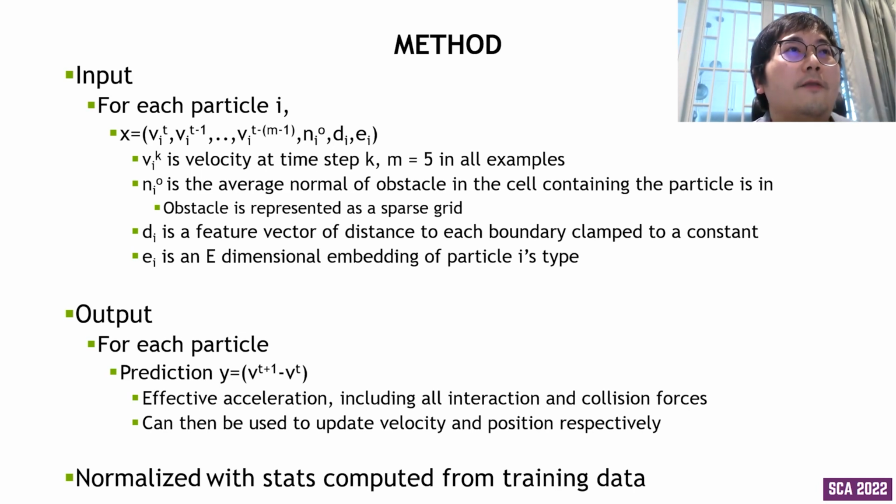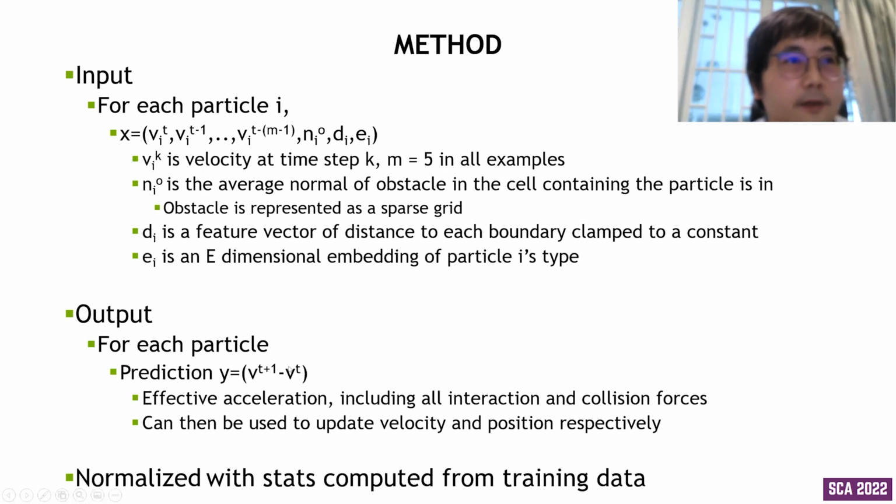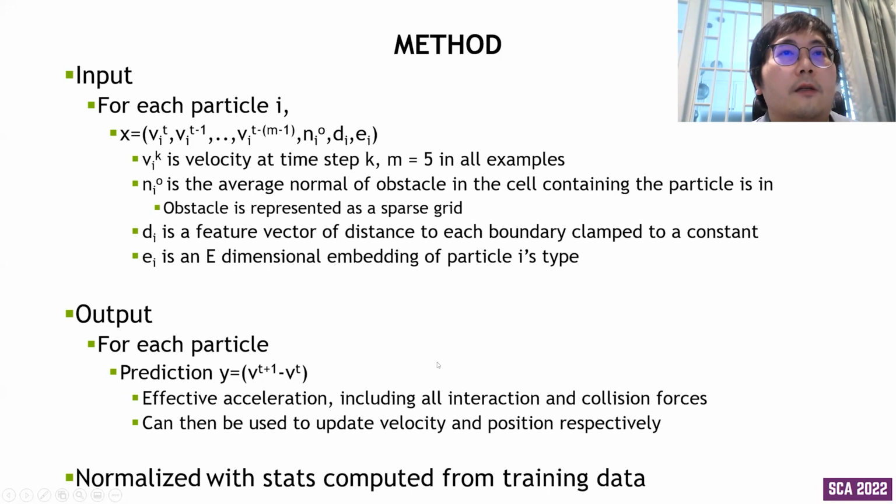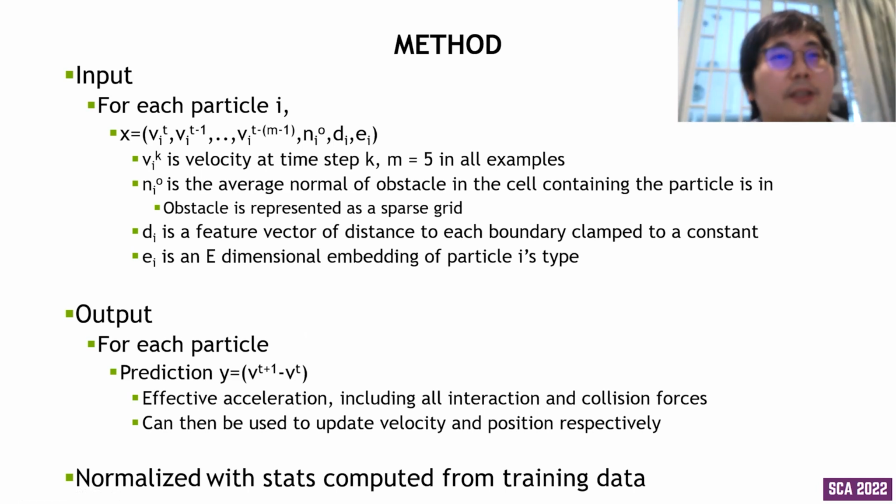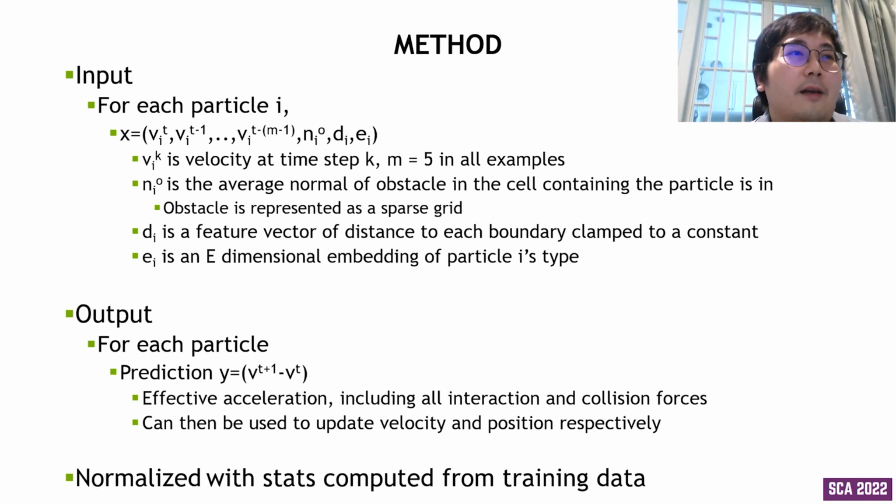These features get passed through the network. Finally, the network needs to output the effective acceleration, which is just the delta of velocity between the next time step and the current time step. This acceleration should include all the interaction and collision forces. Once we have it, we can update the velocity and then use the new velocity to update the position. Then we have the position in the next time step, and this can be repeated as needed. All of these get normalized with statistics computed from the training data.